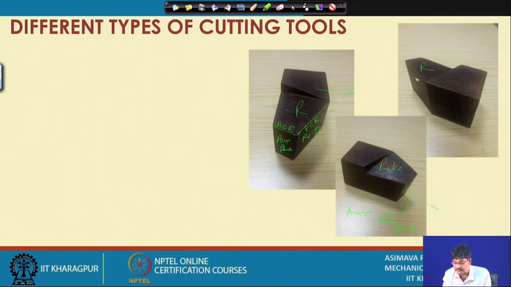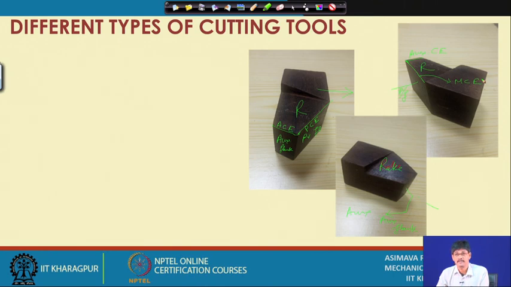What is this surface then? This one is principal flank. This one is the main cutting edge. This is the auxiliary cutting edge. This one is the main cutting edge. So, this way you will also become quite conversant in identifying the different parts of the tool.